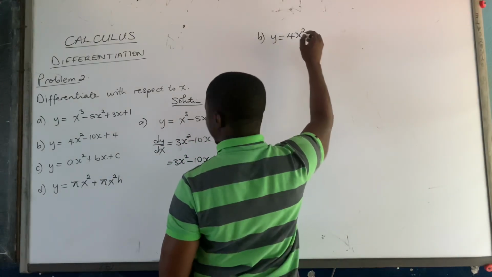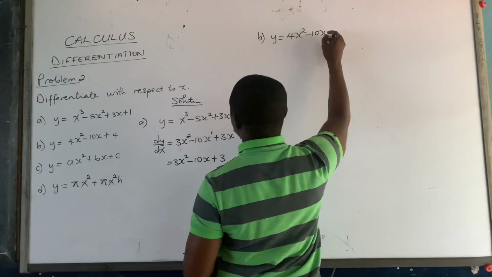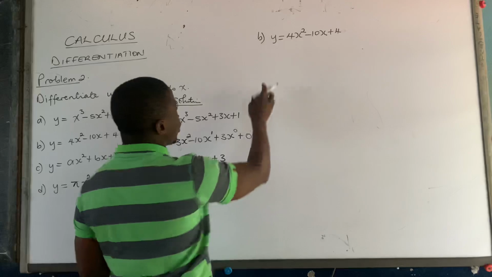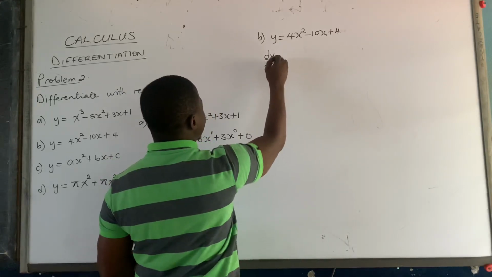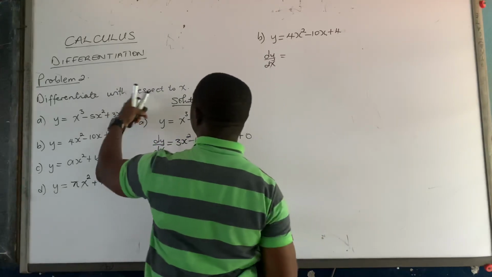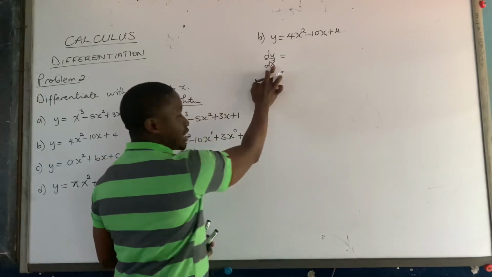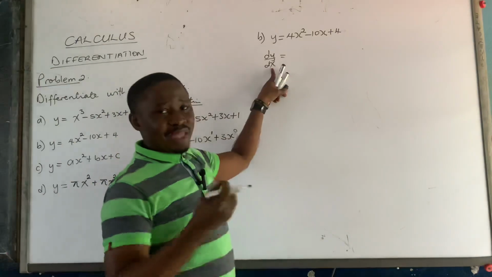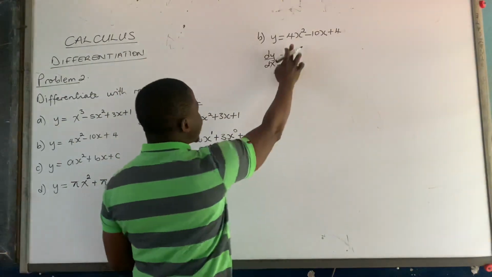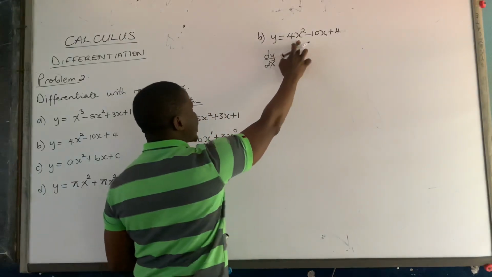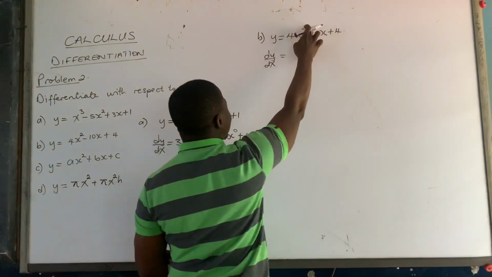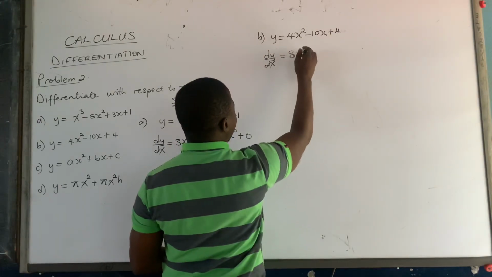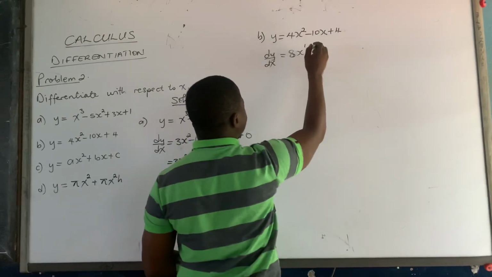So B, we say y is equal to 4x squared minus 10x plus 4. Okay. So we want to find dy dx. Differentiate with respect to x. X is the variable of differentiation. So with this x, the power is 2. With this x, the coefficient is 4. So when the power multiplies the coefficient, 2 times 4, we get 8. So we say x, 2 minus 1 is 1.